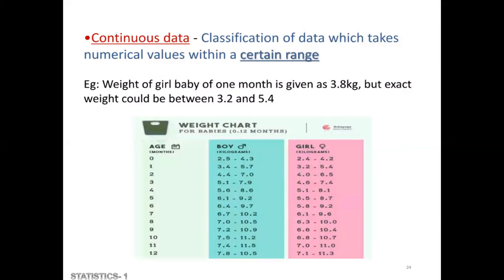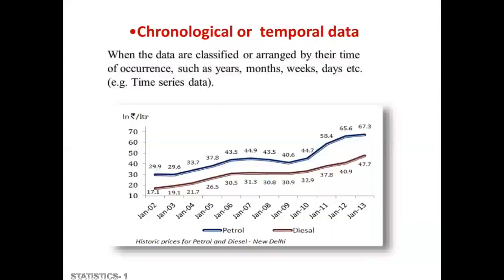Whereas in the case of continuous data, the classification of data takes numerical values based upon a certain range. It can include fractional values also. For example, the weight of a baby girl of 1 month is given as 3.8 kg, but the exact weight could be between 3.2 and 5.4. So here we have a range of values. When you take a range of values, it is called continuous data.